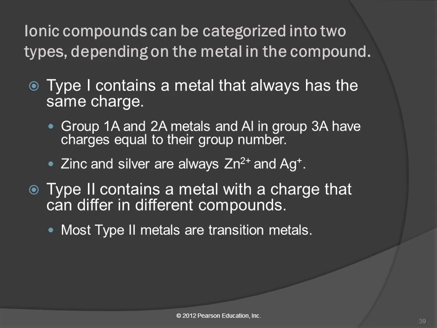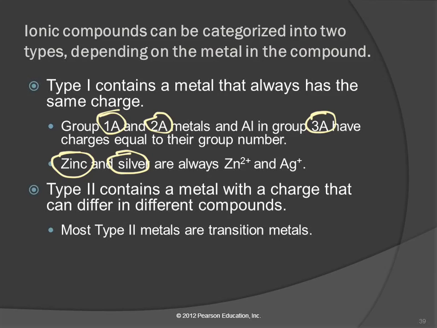So your book distinguishes between type 1 and type 2. I don't make a big deal out of this division. But the type 1 has a metal that always has the same charge. It only has one kind of charge. And so the ones to remember here are groups 1, 2, and 3, zinc and silver. And we'll be kind of chanting that. Group 1A, 2A, 3A, zinc, and silver.